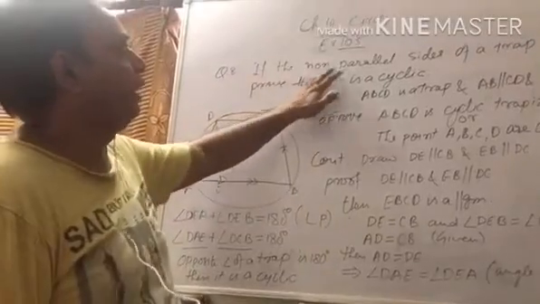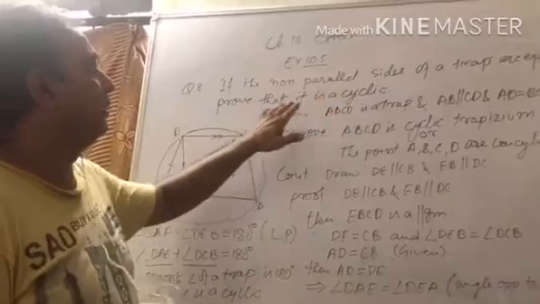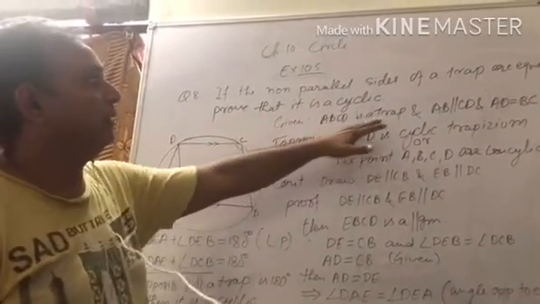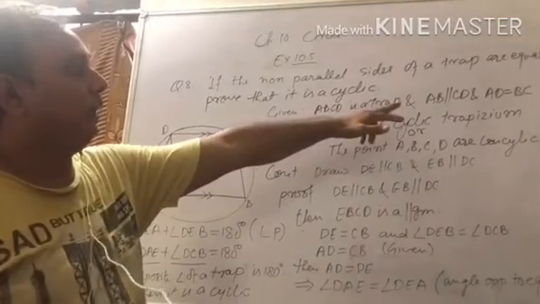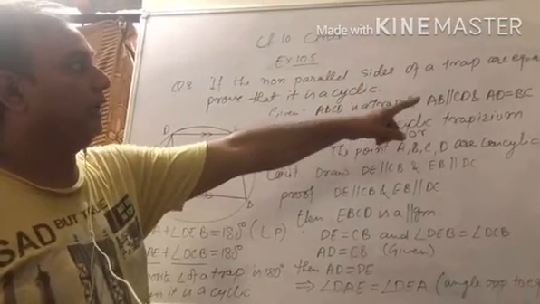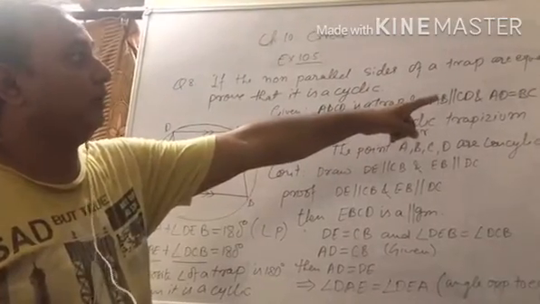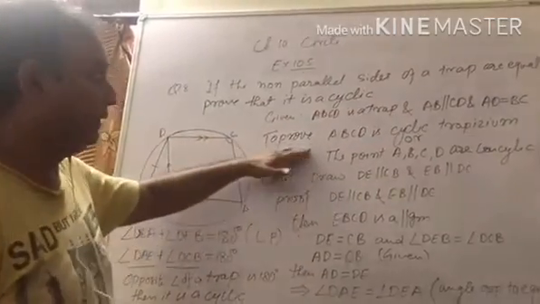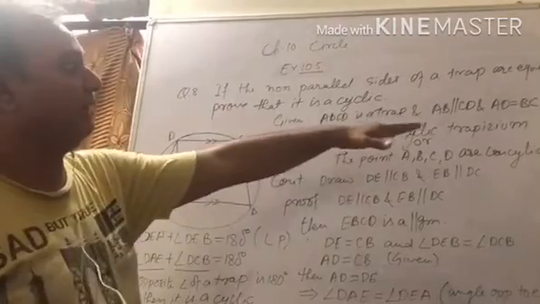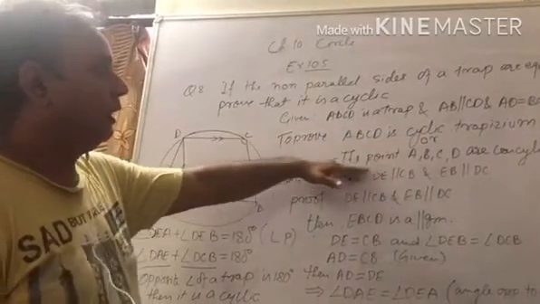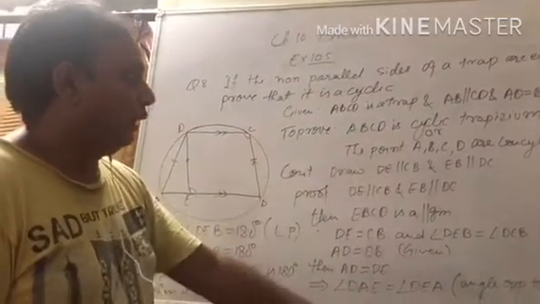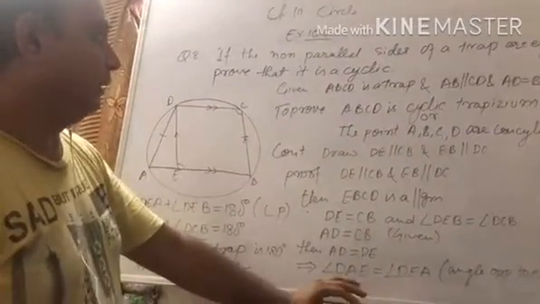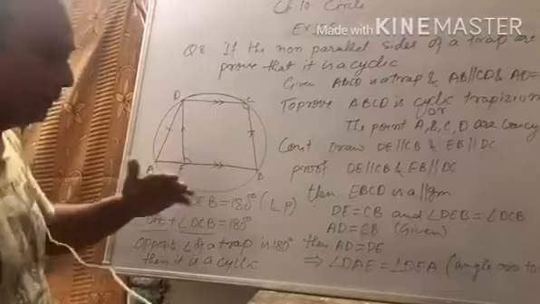8. If the non-parallel sides of a trapezium are equal, prove that it is cyclic. Given ABCD is a trapezium and AB is parallel to CD and AD is equal to BC, means the non-parallel sides are equal. This is given. Now prove ABCD is a cyclic trapezium, or the points ABCD are concyclic, means all 4 points lie on a circle. Now this is the figure.